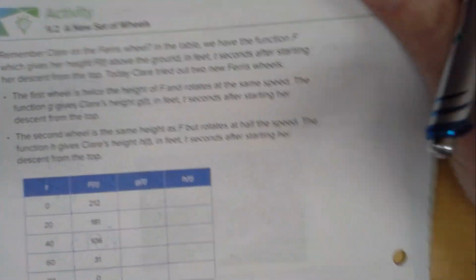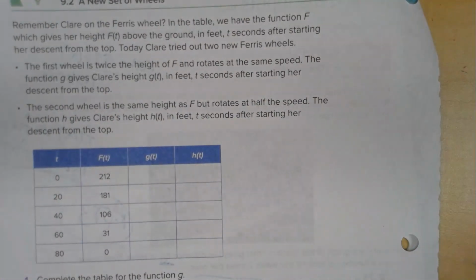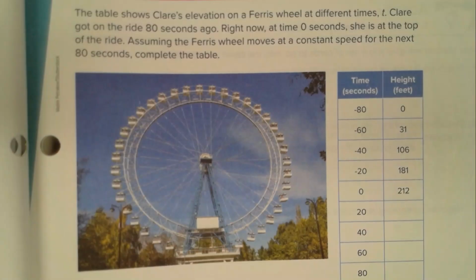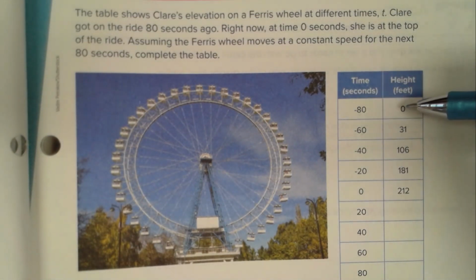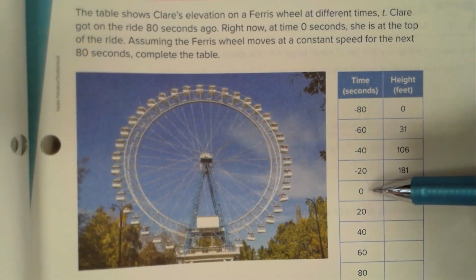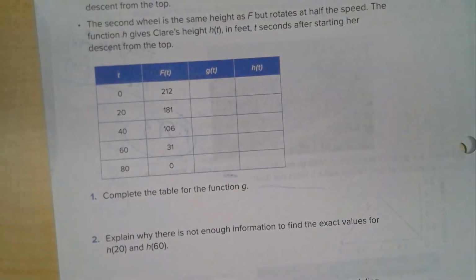We'll turn the page here. You remember the Ferris wheel problem? The Ferris wheel problem was back a few sections ago. Let me pull that up. All right, here's the Ferris wheel problem. So 80 seconds ago, you were at the bottom, and then 80 seconds later, you're at the top. So that's where t equals 0, and then you go up and down and around the Ferris wheel. Okay, so here we go. Here's the Ferris wheel problem revisited.